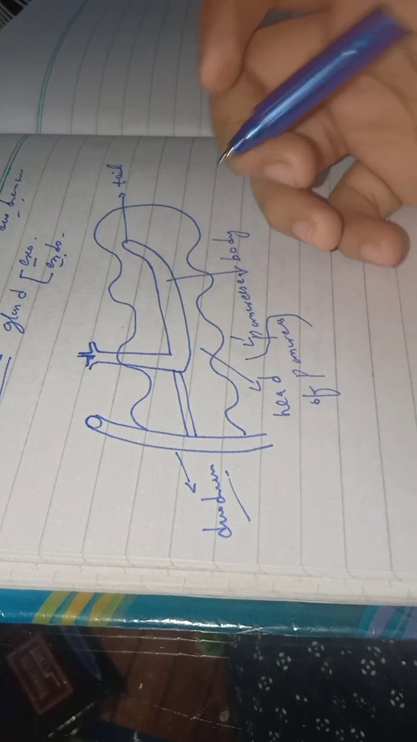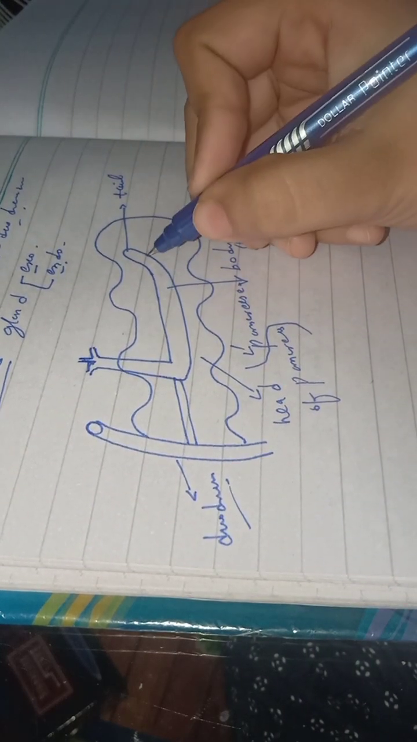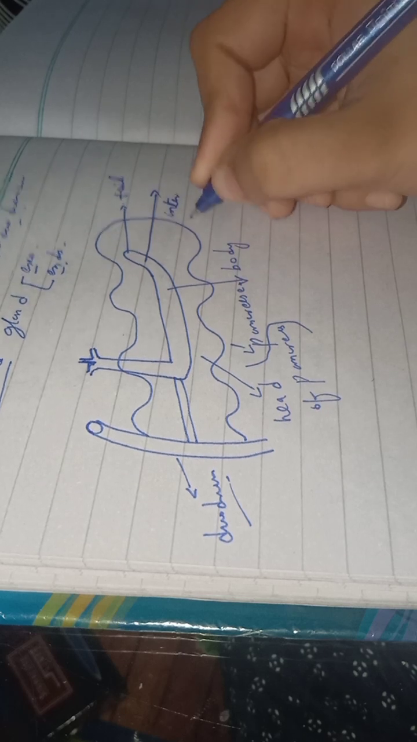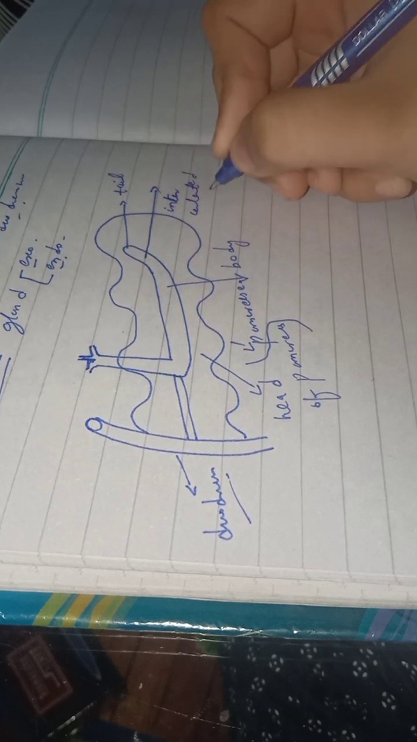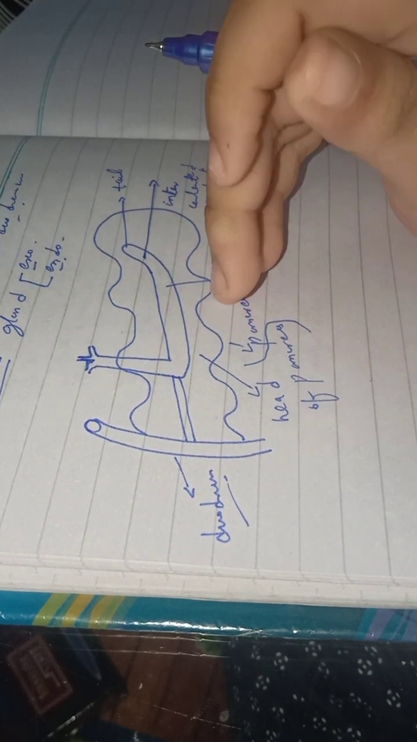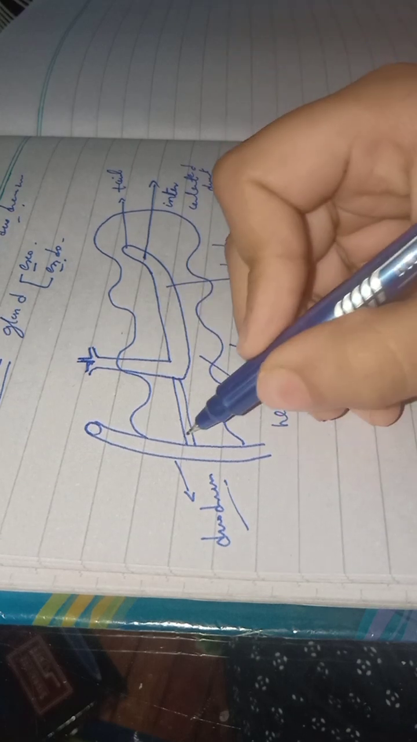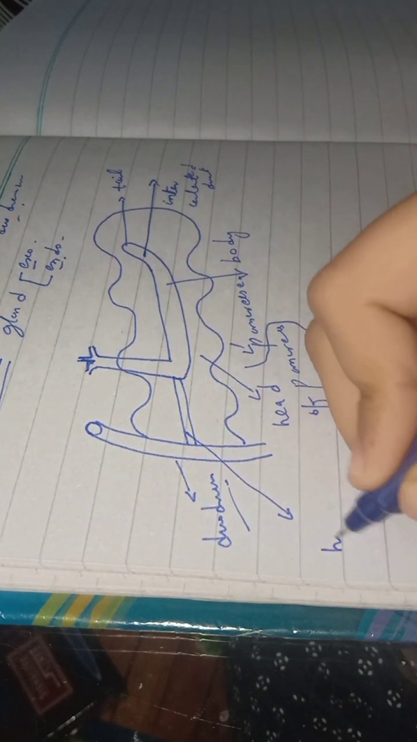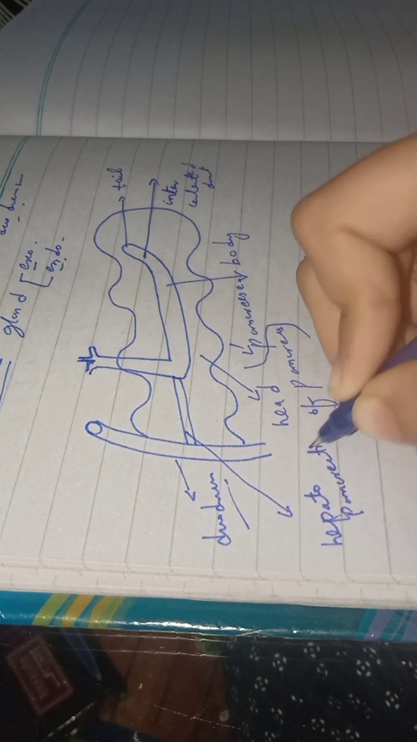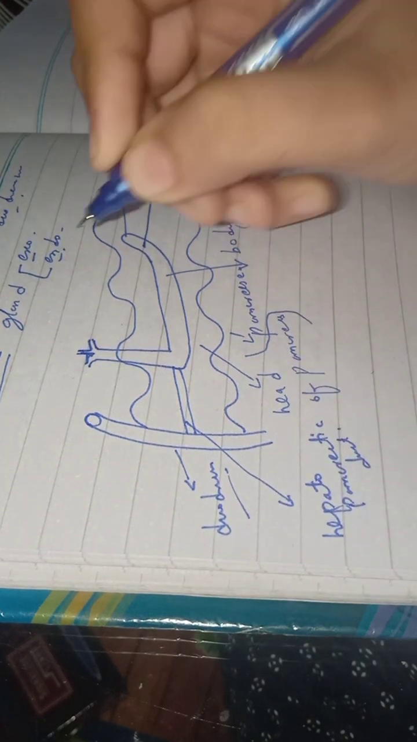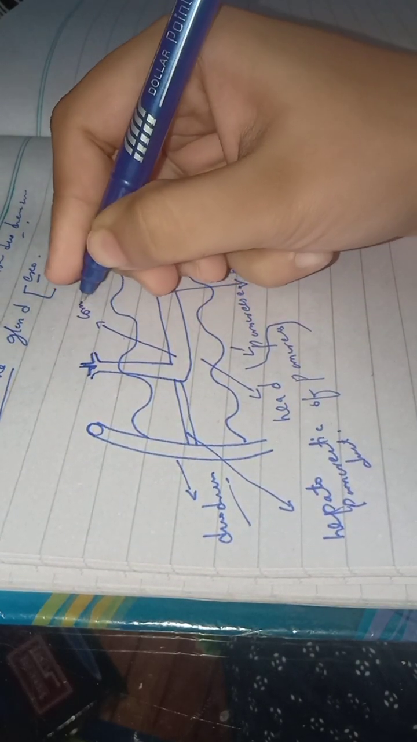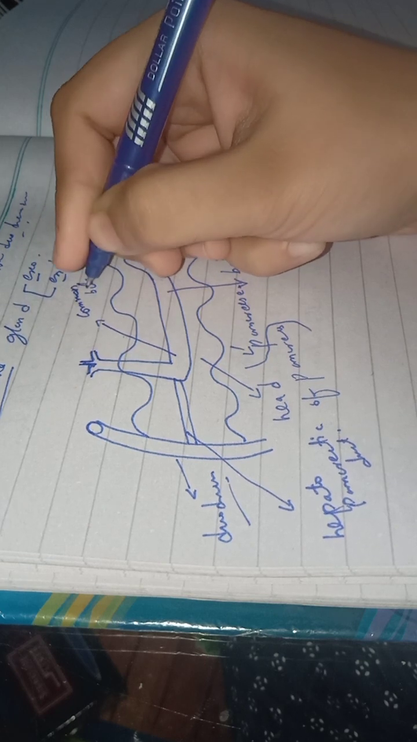After that, this one is known as the intercalated duct. After that, this one is known as the hepatopancreatic duct. And this one is known as the common bile duct.